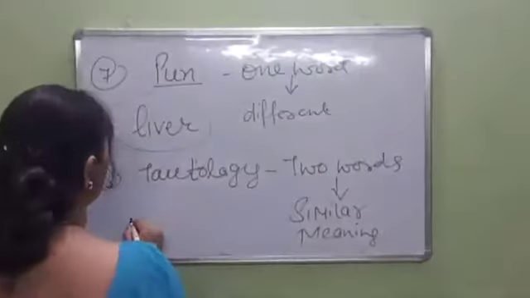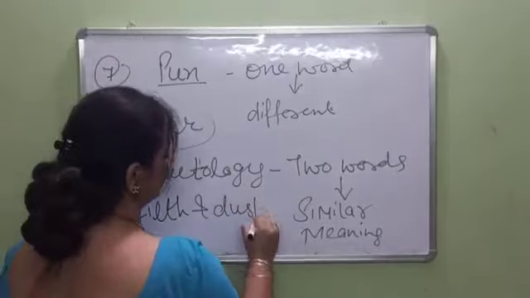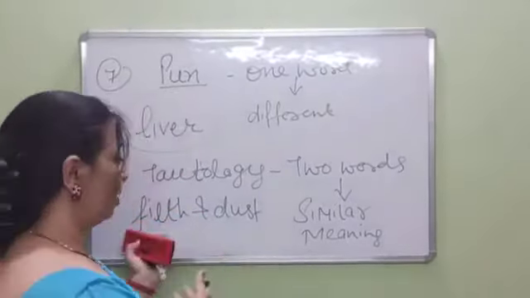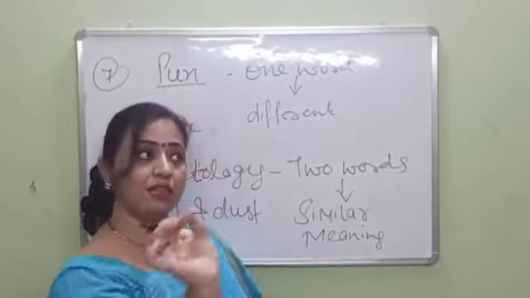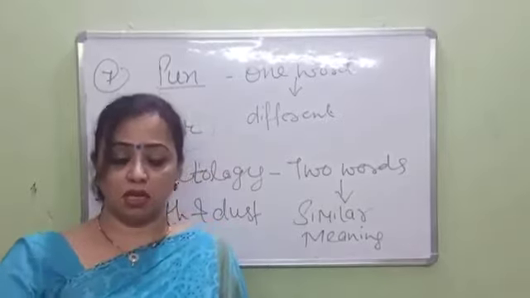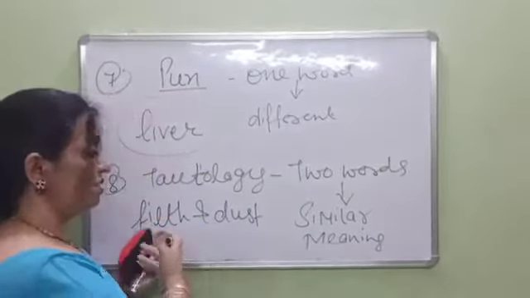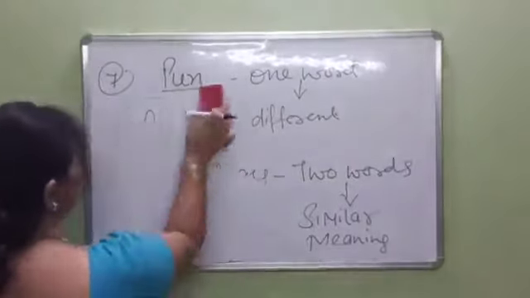Two words, similar meaning. There was filth and dust in the room. What does it mean? Filth and dust, filth and dirt, both are giving you one thing only: the room is dirty. So instead of saying there was filth and dirt, both of which have the same meaning, you say that assumption. So this is tautology. So pun and tautology are also related to each other.